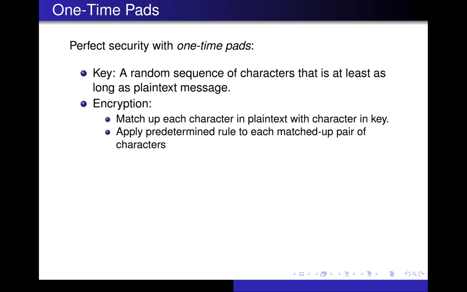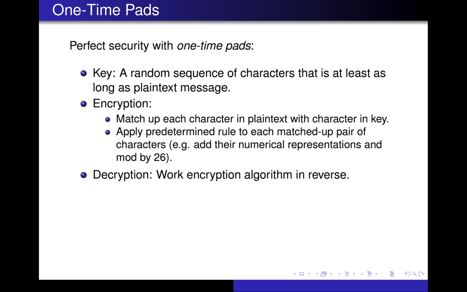Then you're going to apply some predetermined rule to each matched up pair of the characters. The rule we're going to use is that we're going to take their numerical representations, 0 to 25, add them up, and then mod out by 26. For decryption, you do the exact same process in reverse.